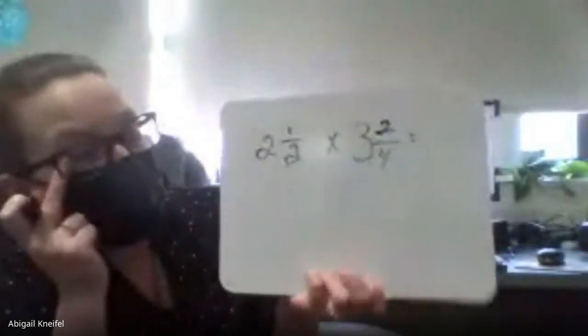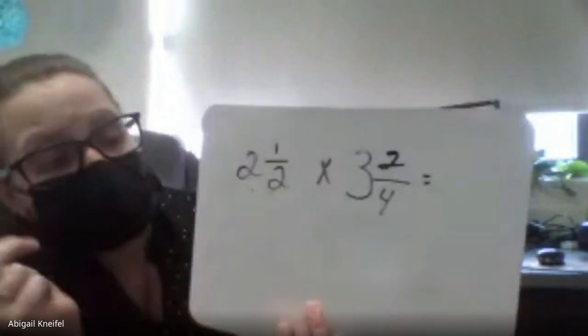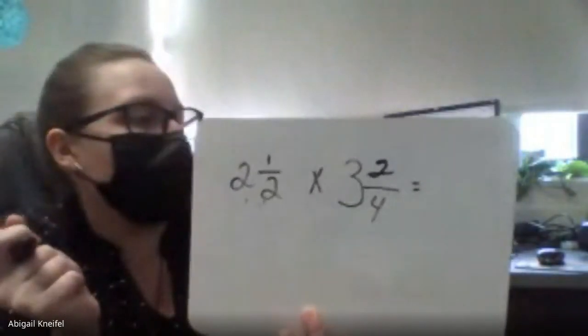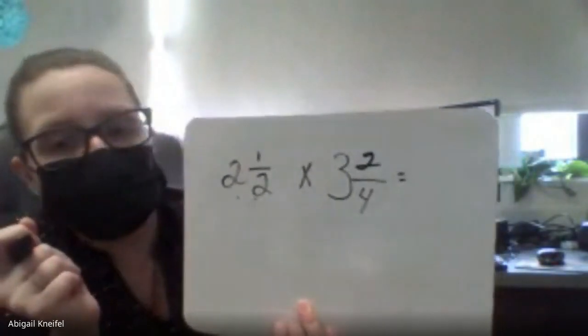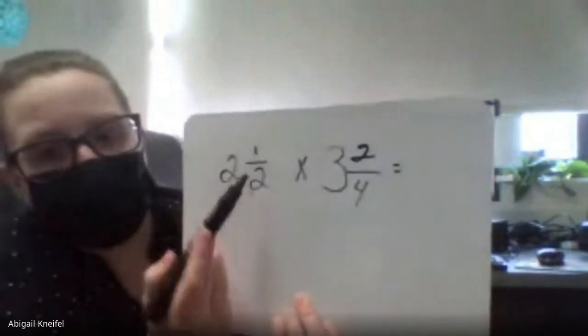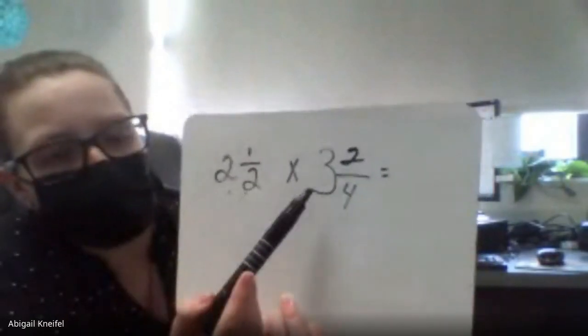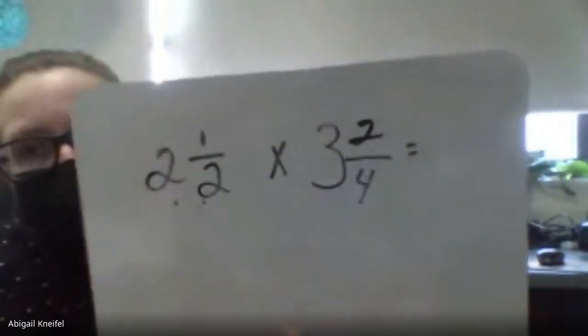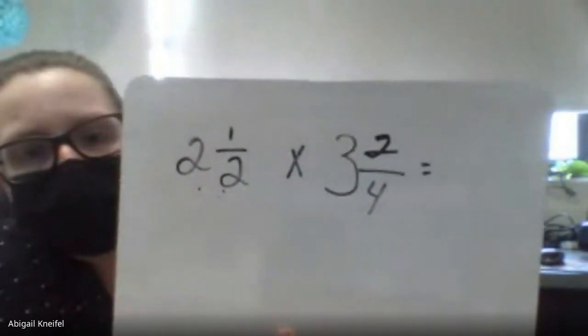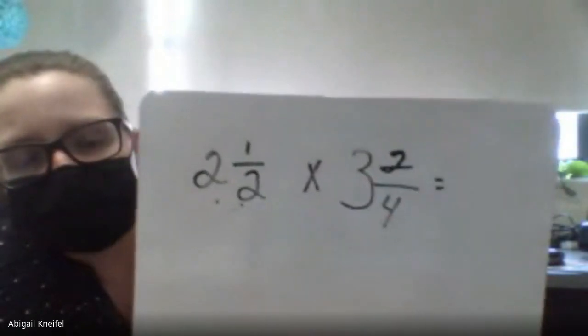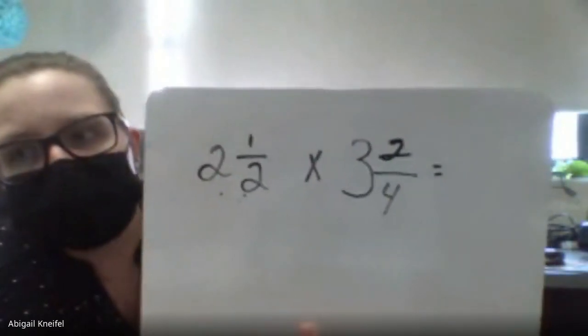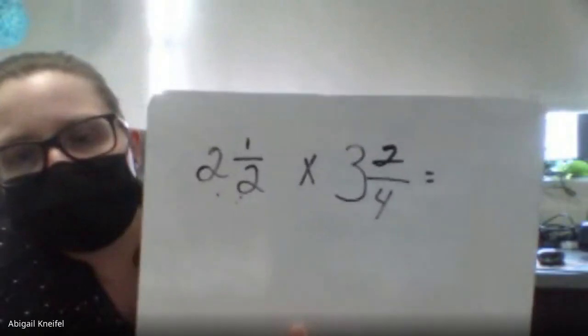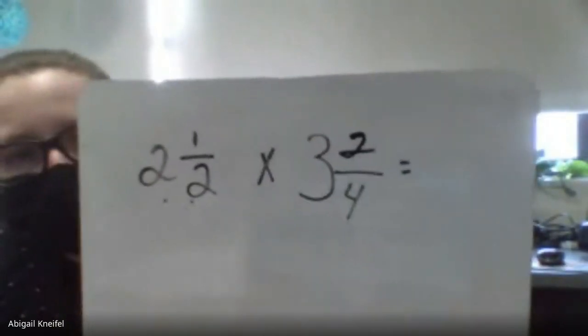Okay, let's try this. 2 and 1/2 times 3 and 2/4. First step, make my mixed numbers into improper fractions. Mixed numbers into improper fractions. That is the first step.